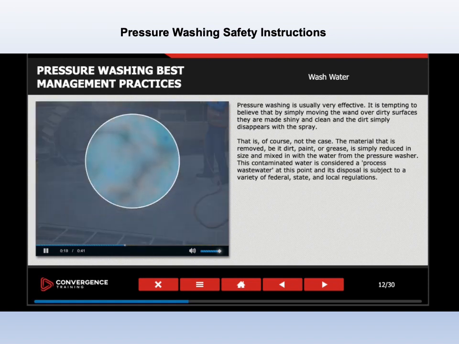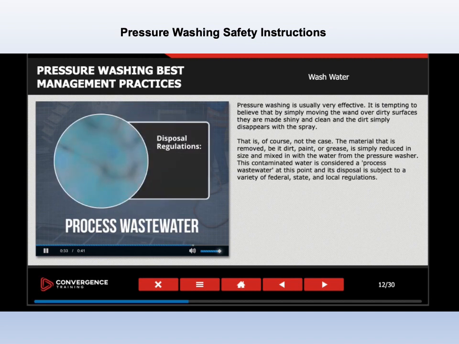The material that is removed, be it dirt, paint, or grease, is simply reduced in size and mixed in with the water from the pressure washer. This contaminated water is considered a process wastewater at this point, and its disposal is subject to a variety of federal, state, and local regulations.